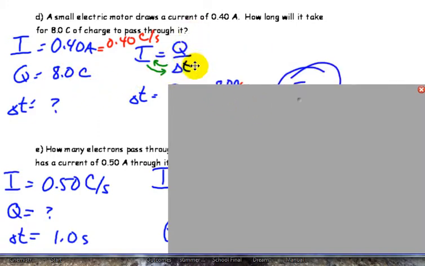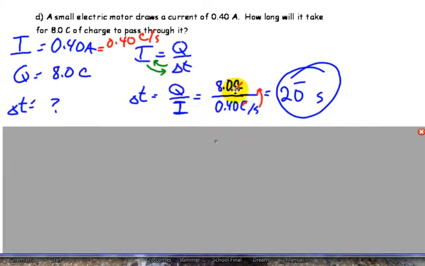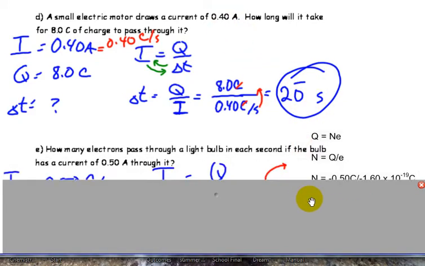I is equal to Q over T, so if I interchange I and T, I'll have T isolated. So T is equal to Q over I. 8.0 coulombs divided by 0.40 coulombs per second. The coulombs cancel, seconds flip up to the top. 20 seconds is my answer. There's 2 sig figs, so I need to ensure that that zero is significant.